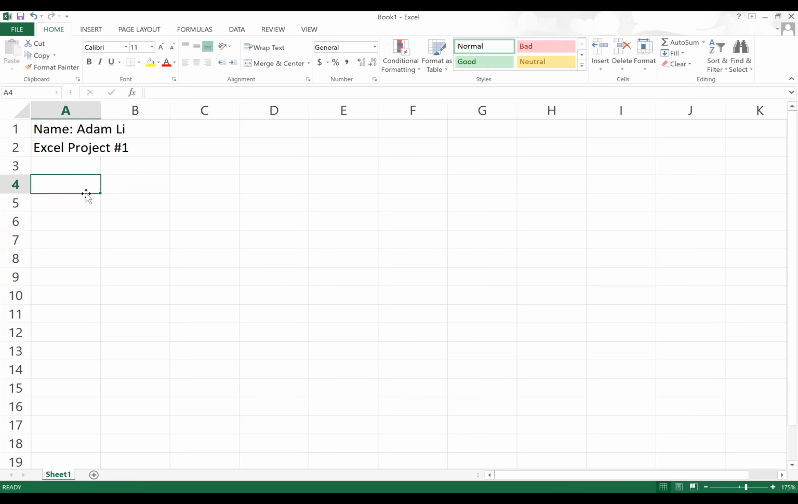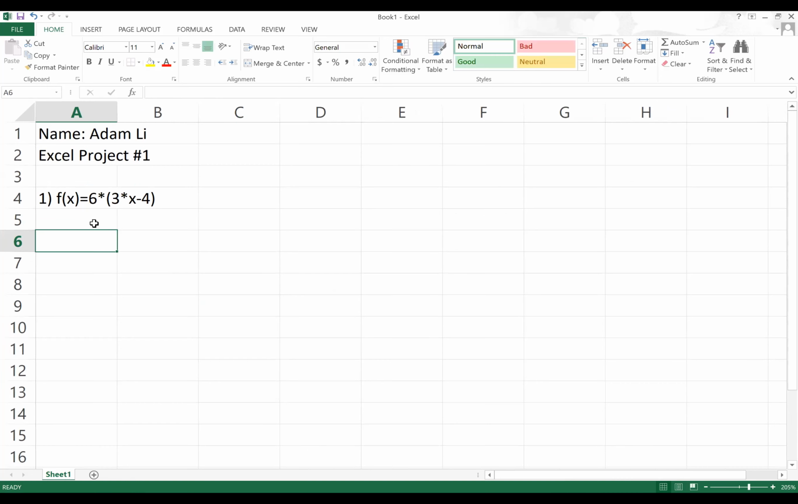So question one, this is how you complete your project, right? You put down your name and the project number here, project number one. And obviously this is lab one practice. Your actual Excel project number one will look very similar, so you should pay attention to this. Okay, so f of x, right? We're given a function from the algebra course, f of x equals 6 times 3 times x minus 4. You want to calculate a couple of things. Let me make it slightly bigger. You want to calculate f of 5.